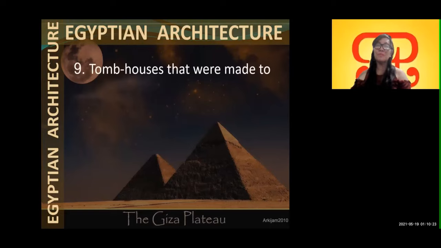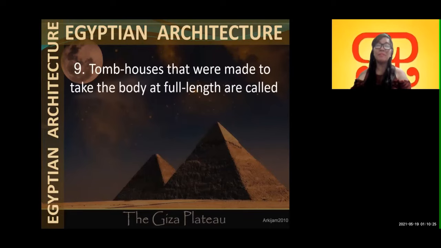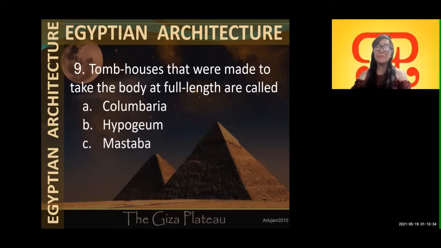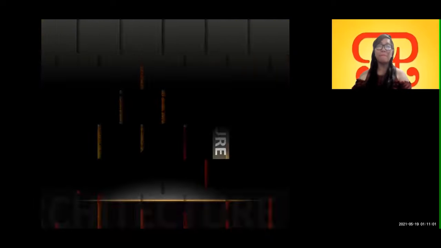Okay. Next, number 9, tomb houses that were made to take the body at full length. They are known as A, is it columbaria? B, is it hypogeum? C, is it mastaba? Or is it D, patera? The answer here is mastaba. They are flat top, and from the sides they are tapered like a pyramid, but it's not pointed, it's tapered on top. This is mastaba.